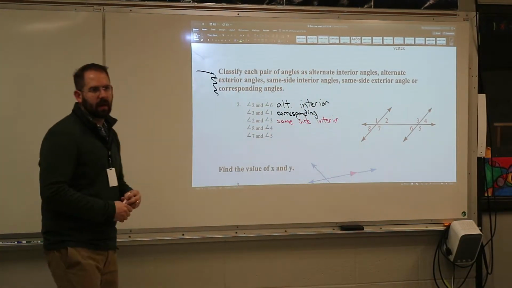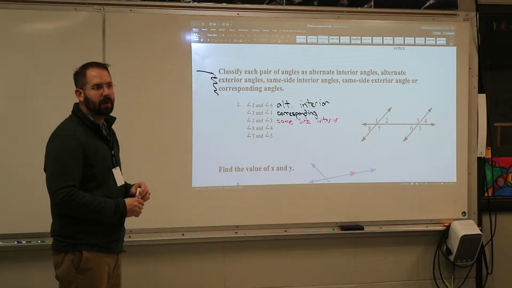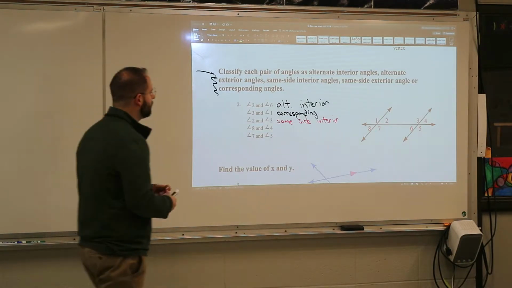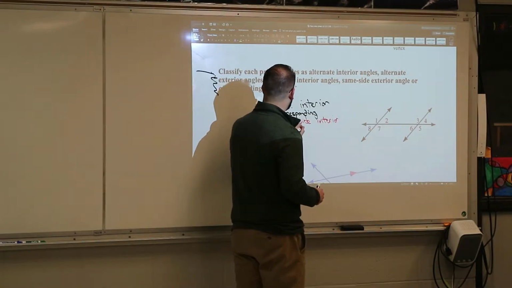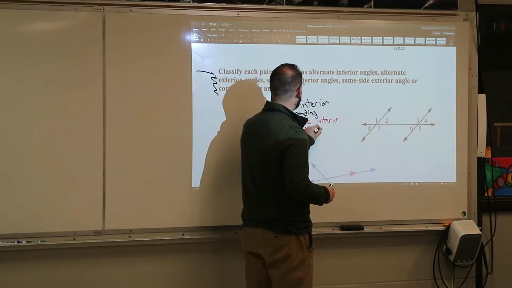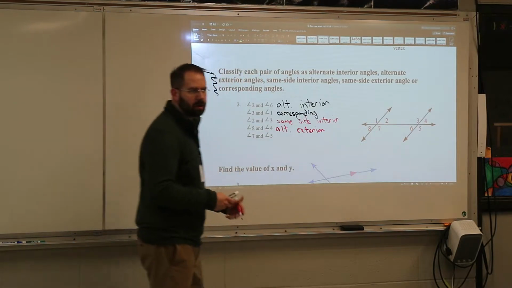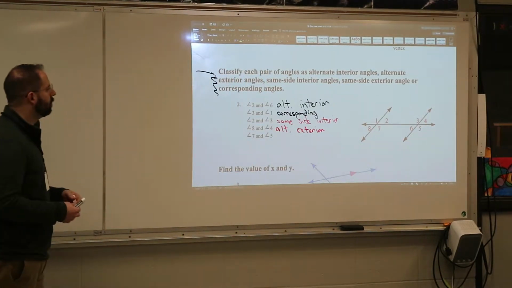4 and 8. Somebody else now. 4 and 8. Alternate exterior. And again, you have to be specific. Don't just say exterior, or don't just say alternate. You have to tell me what type they are.